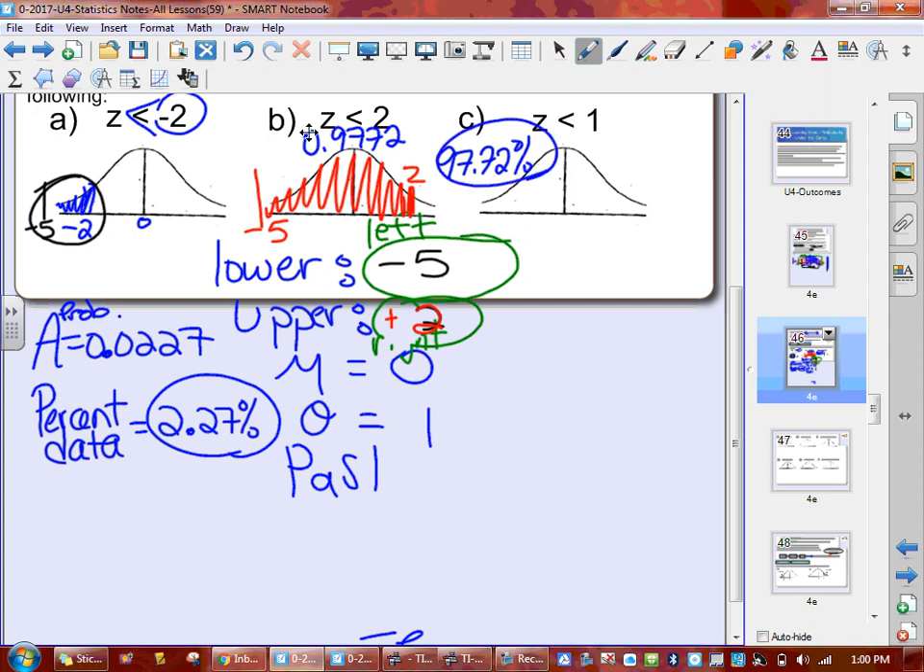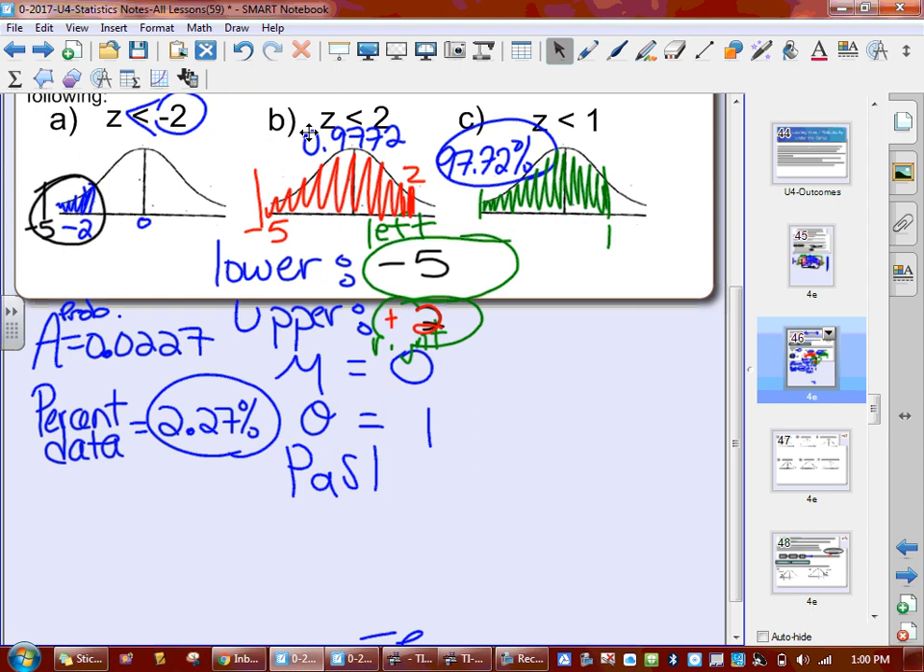All right. What are we shading on the third example, letter C? Where am I starting and where do I shade? I'm going to start where? +1. Okay, let me locate +1. There he is. Now what? To the left. Good. We're shading everything to the left again. Okay. Now, that's going to be our lower boundary is a -5. What's our upper boundary then? +1. Good. Let's go to our calculator.